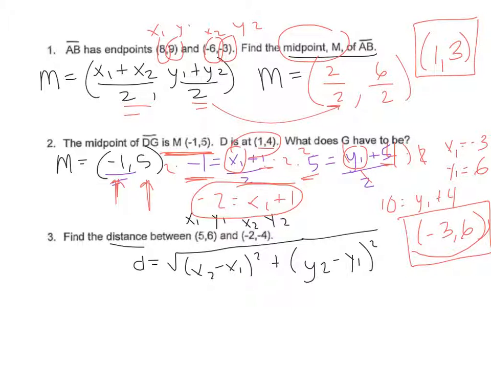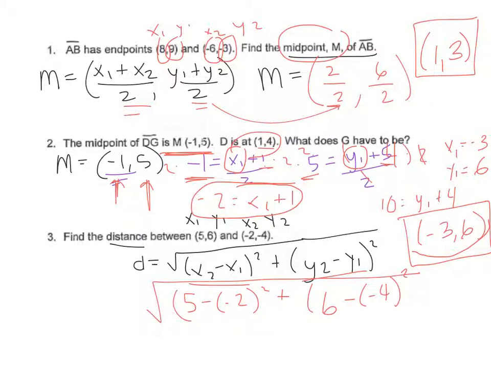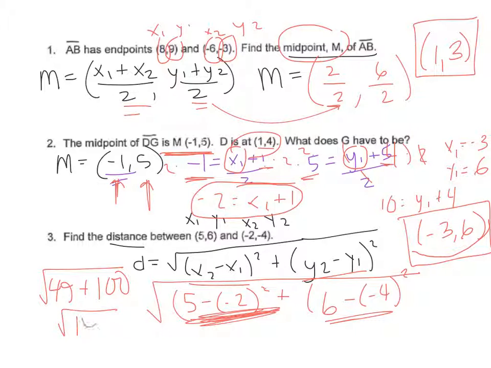And the third one is find the distance between the two. So I plug in, notice how it doesn't matter if you have x2 minus x1 or y2 minus y1 or x1 minus x2 or y1 minus y2. It's kind of like slope. So I'm going to do 5 minus negative 2 squared plus 6 minus negative 4 squared, all underneath the square root. So right here I have 7 squared, which is 49, plus 10 squared, which is 100, all underneath the square root. So the answer is the square root of 149.